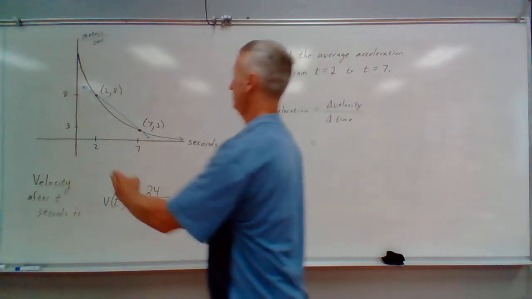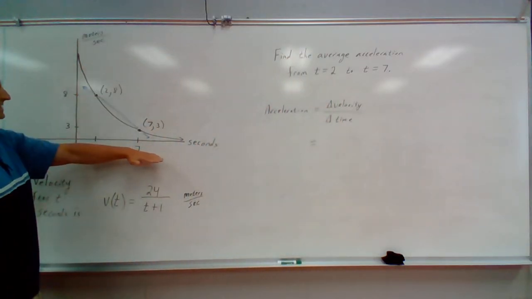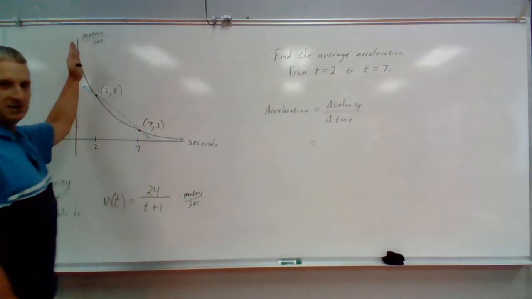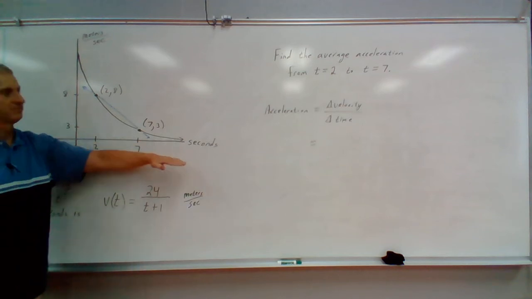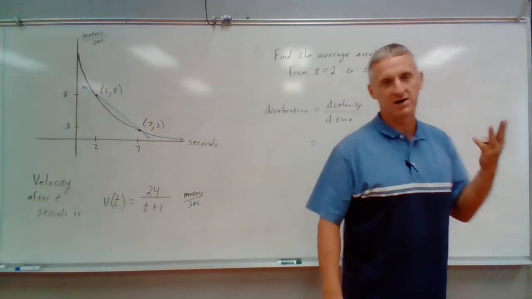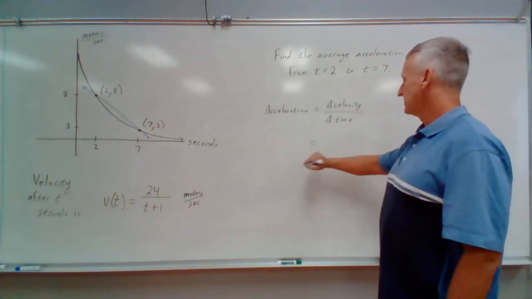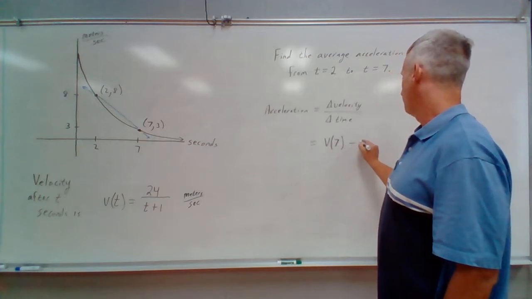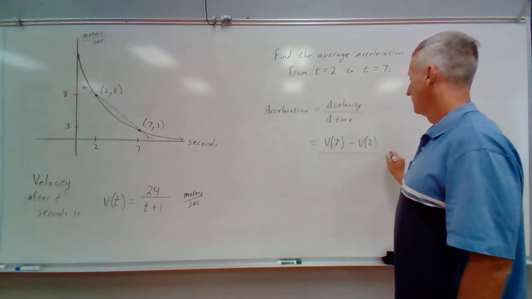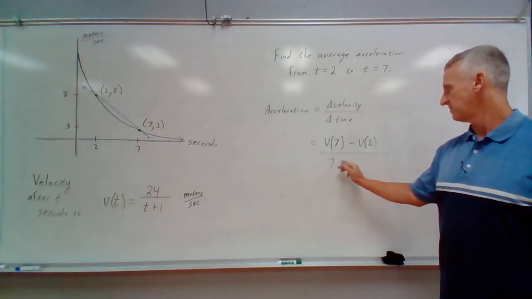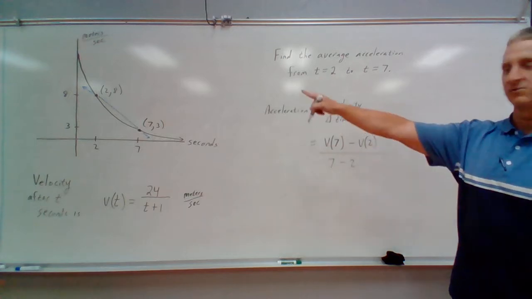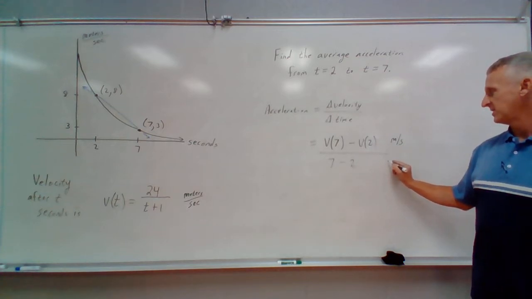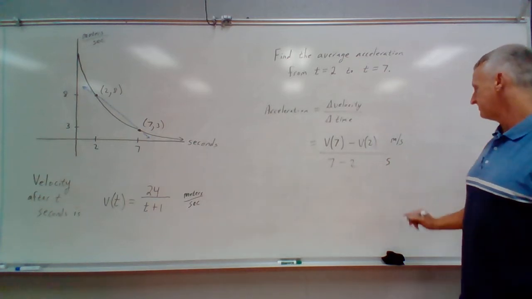So we have velocity on this axis, time on this axis. So all I want to do is find the slope of that line, the change in velocity divided by the change in time. So we want the slope of that line, change in y over change in x. The change in velocity would be v of 7 minus v of 2, and the change in time would be 7 minus 2. The velocity, or the vertical axis, is measured in meters per second. The denominator would be measured in seconds because that's our time.